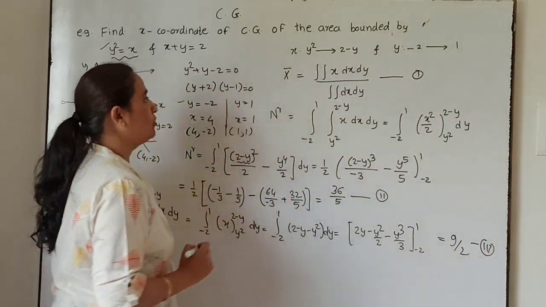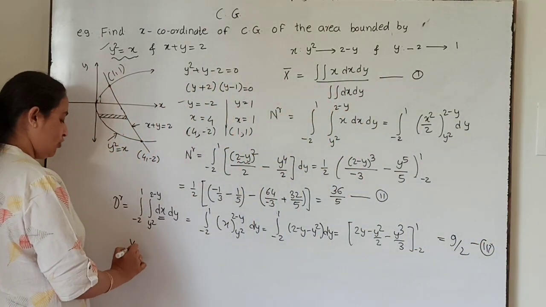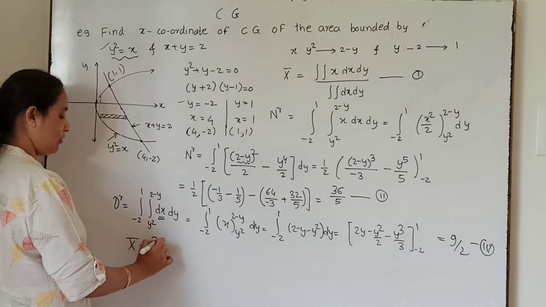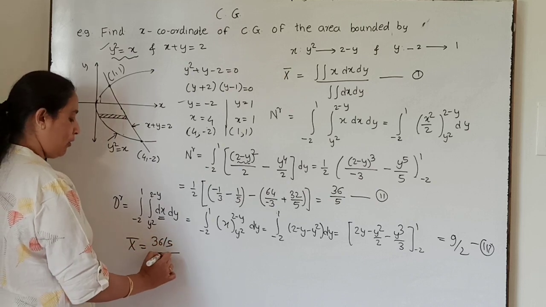And if I substitute these values in equation 1, you will get x bar is equal to 36 by 5 upon 9 by 2.